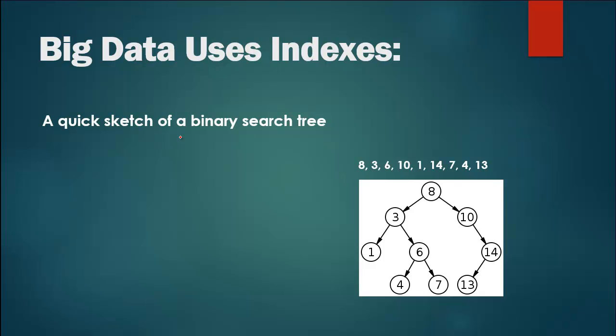And one type of an index we can create is called a binary search tree. These are ways to make our data searches go really fast, and it's a really cool part of SQL databases. So let's assume we have a whole bunch of numbers: 8, 3, 6, 10, 1, 14, 7, 4, and 13. Now, if I want to find the number 3, I'm in pretty good shape. I go to 8 and I go to 3. It takes me 2 steps.